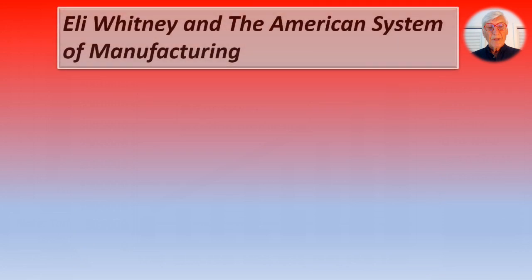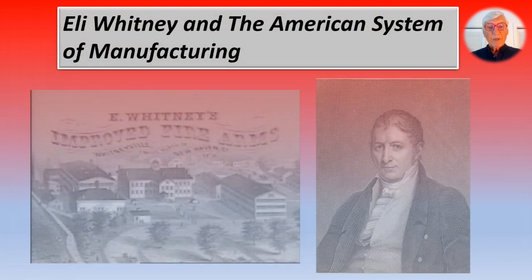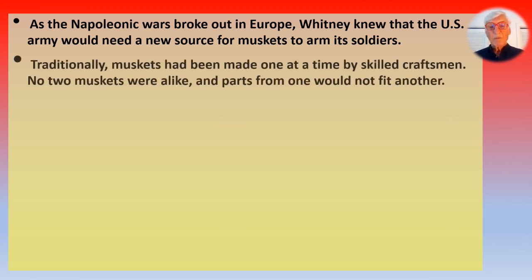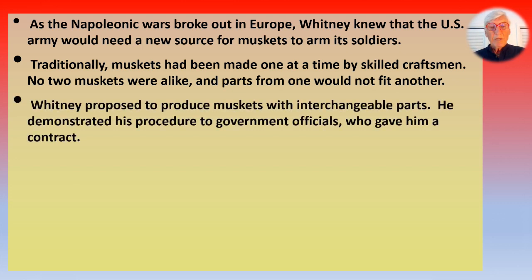Eli Whitney and the American system of manufacturing. As the Napoleonic Wars broke out in Europe, Whitney knew that the U.S. Army would need a new source for muskets to arm its soldiers. Traditionally, muskets have been made one at a time by skilled craftsmen. No two muskets were alike, and the parts from one would not fit another. Whitney proposed to produce muskets with interchangeable parts.